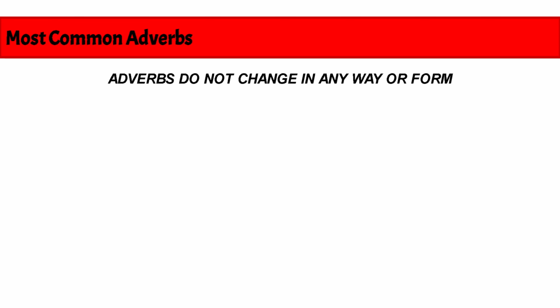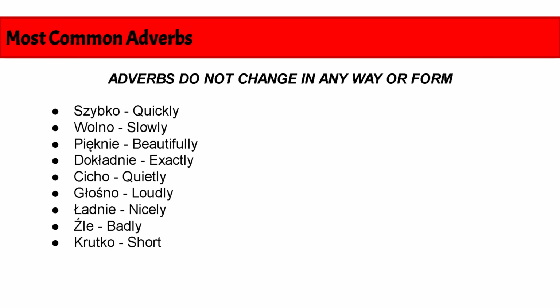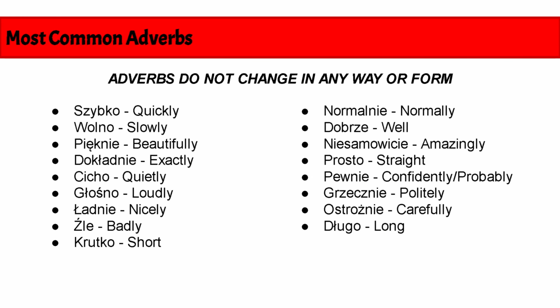Adverbs do not change in any way or form, regardless of the tense, regardless of the verb conjugation ending for that verb. They will always be the same, regardless. Every adverb that you see on this list will always be the same. You do not have to change it in any way. Szybko will always be quickly, wolno will always be slowly, głośno loudly, ładnie nicely, grzecznie politely, pewnie confidently.